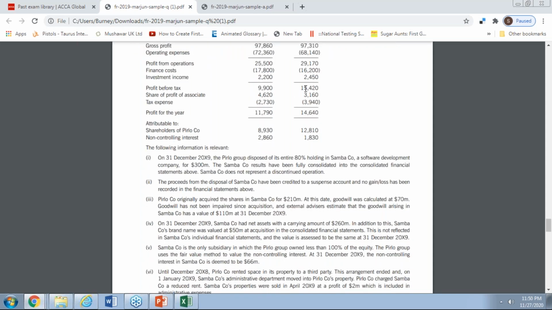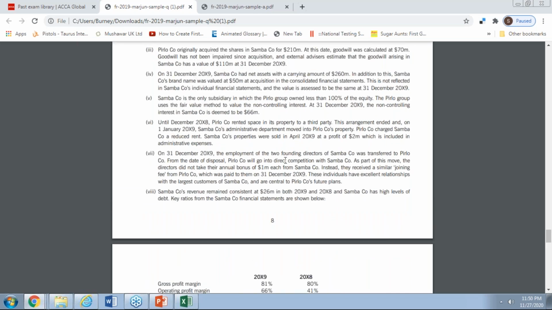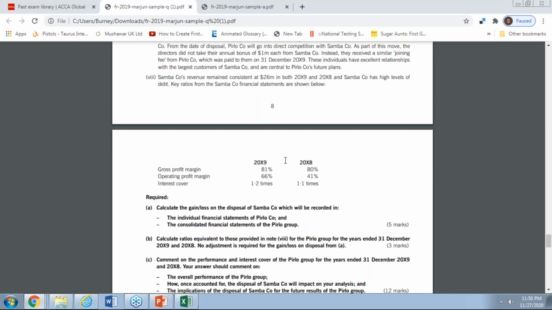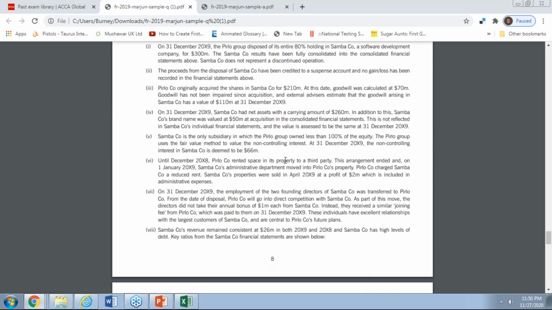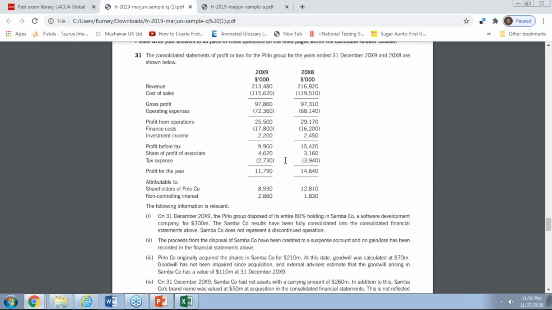Secondly, when you calculate the ratios, can you calculate the three ratios based on this data? You can calculate it quickly. Gross profit, operating profit, and interest cover. You have the data here. Gross profit, operating profit, and interest cover of both the years. I'm giving you just 1 minute to calculate it. Be quick.